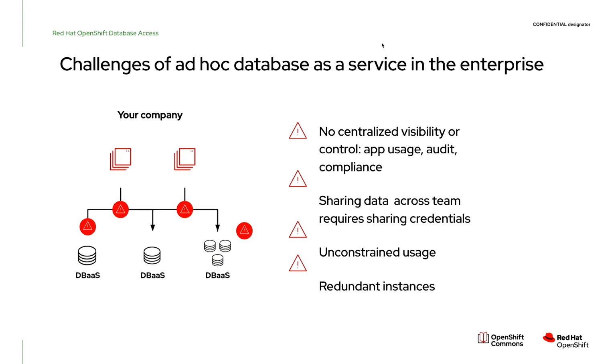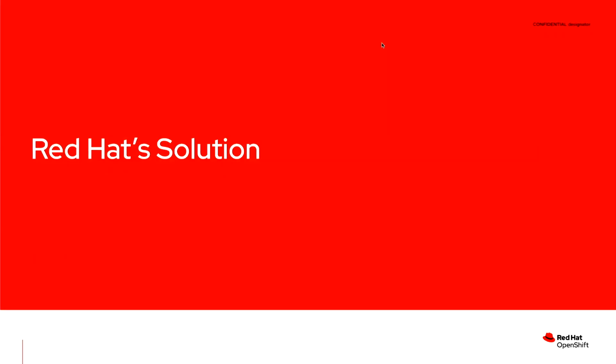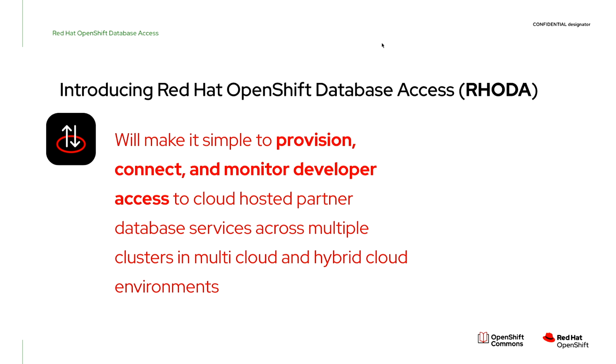Now, how do we solve this? What's Red Hat's approach to solve this problem? So we introduced Red Hat OpenShift Database Access. With this, it's going to simplify the ability to provision, connect and also monitor developer access for the databases that are hosted in the cloud, like managed databases. And it's also possible to have this in multi-cloud and hybrid cloud environments.